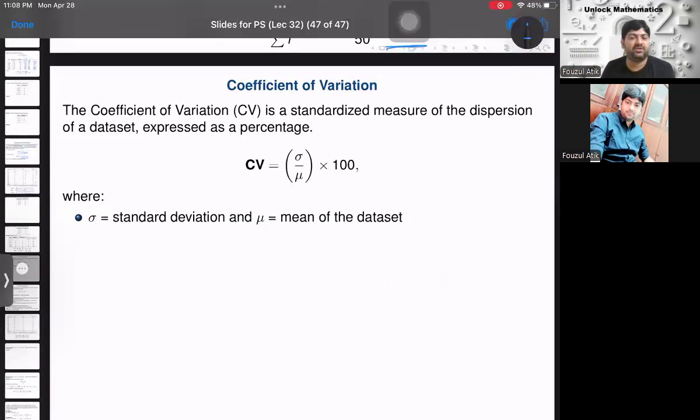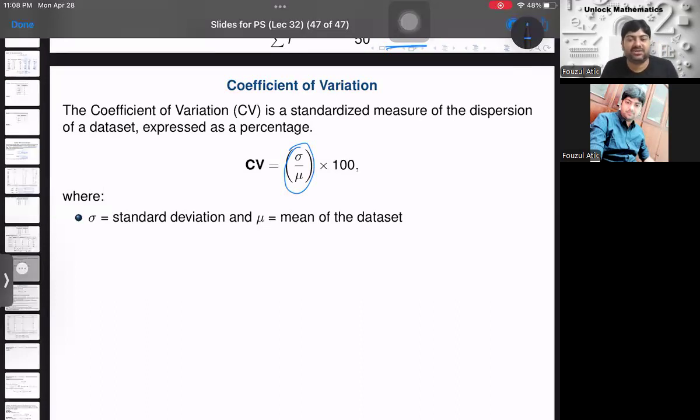Now, what is the coefficient of variance? The coefficient of variance, CV, is a standardized measure of the dispersion of a data set expressed as a percentage. So it is the ratio between sigma and mu, sigma divided by mu times 100. That is called the coefficient of variance. What is sigma? It is the standard deviation. What is mu? It is the mean of the data set.